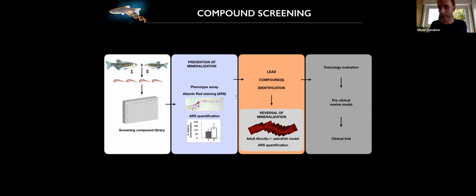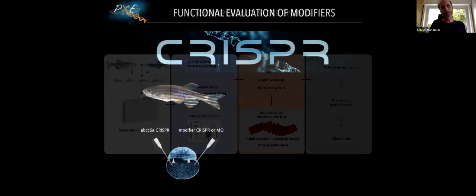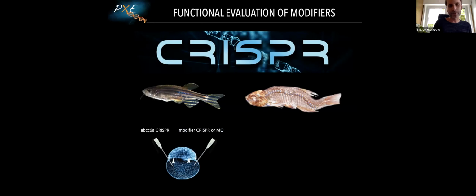But if you have to do this in a mouse model, for example, this will take a lot of time and a lot of money to screen thousands of these drugs. So zebrafish are an ideal system for that. And the other thing, finally, is for the modifier genes, the principle is very easy.